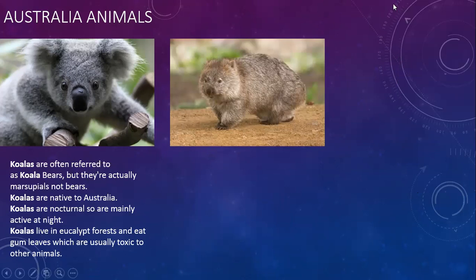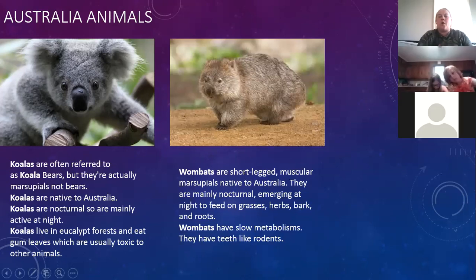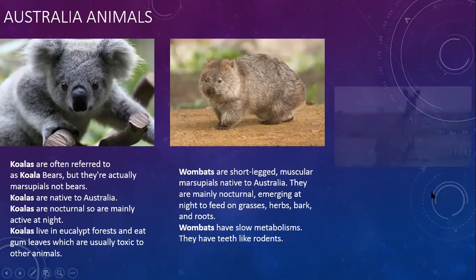Okay. This is a wombat. Wombats are short-legged, muscular marsupials native to Australia. They are also mainly nocturnal, emerging at night to feed on grasses, herbs, bark, and roots. Wombats have slow metabolism, and they have teeth like rodents. So when you hear teeth like rodents, what do you think of? Hamster. You kind of think of more like mice and those kind of things where they have the buck teeth almost.